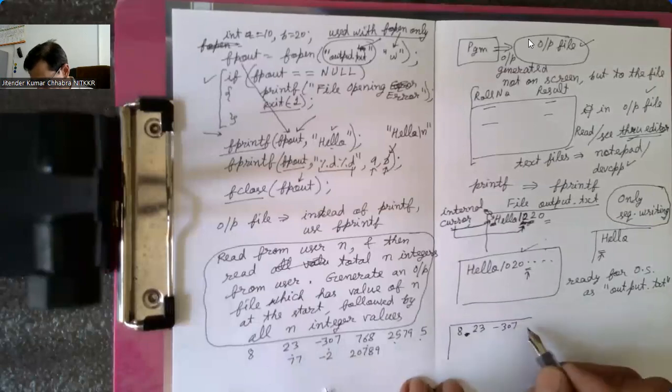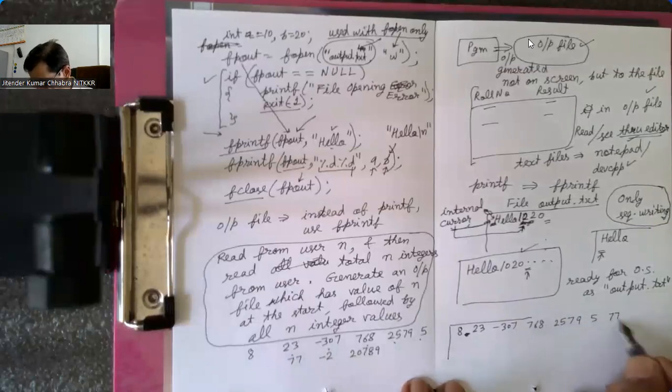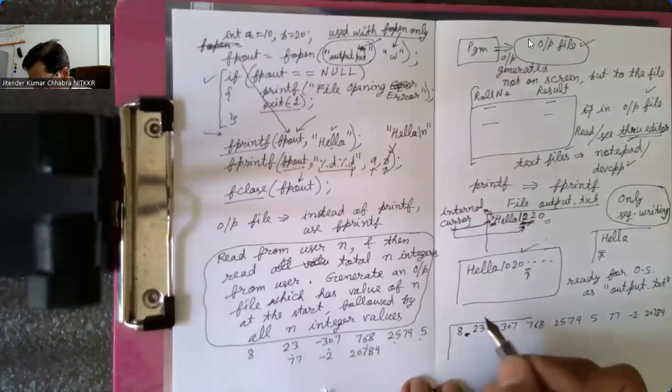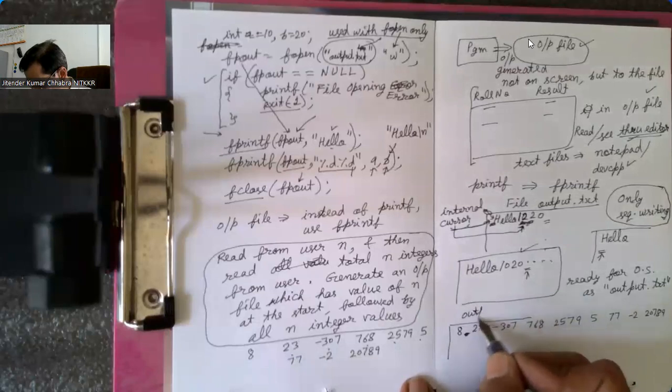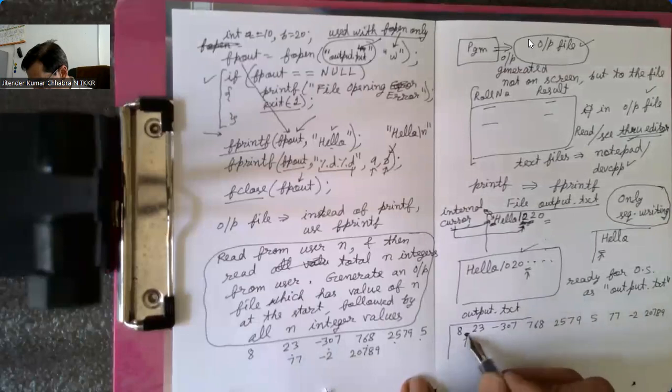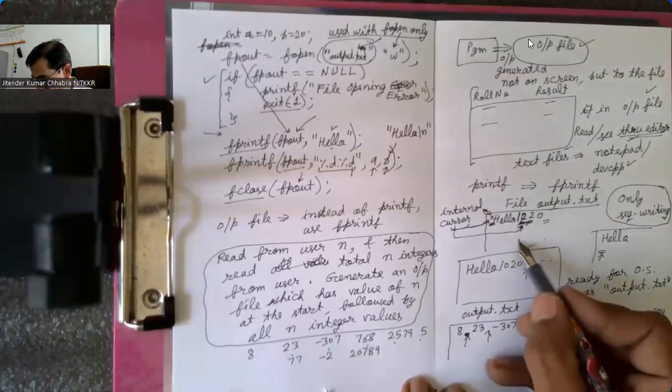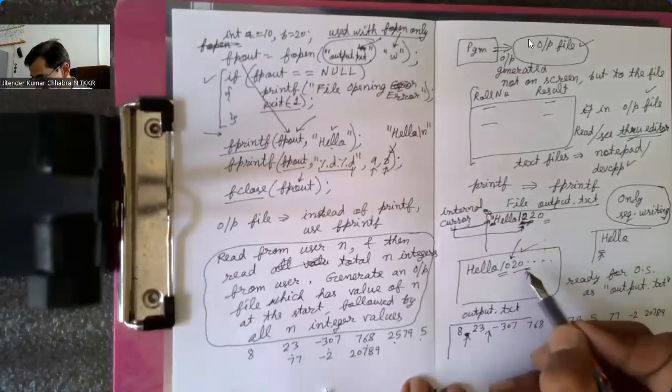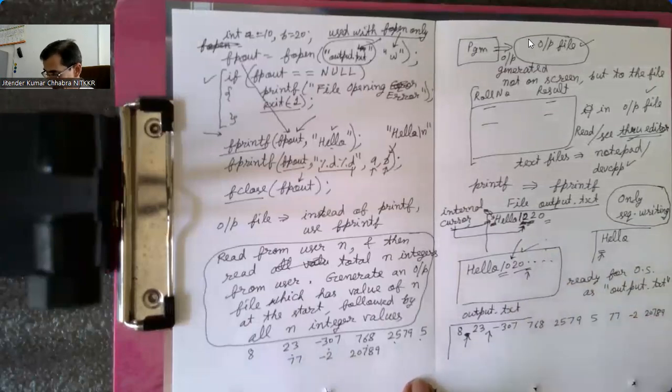This is a blank in between. 768, 2579, 577, minus 2, 20789. And this will become my output.txt. Remember, I want a blank in between. Earlier, you just saw we had no blank in between. So if I want to print a blank on screen, in printf after %d I have to use a blank. So the same process is now to be repeated. How to do this? Try this.